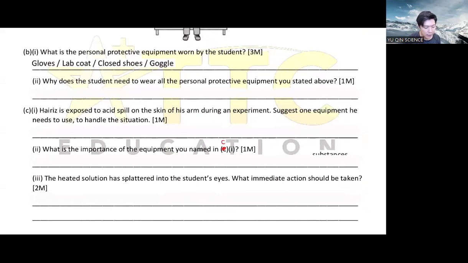Okay, why does the student need to wear all the personal protective equipment you've stated above? Right, so because the question is not being specific, unless the question asks what is the function of goggles, then you can say protect the eye. But I think we can just generally say that we protect ourselves from injury, because it's not specific. The question didn't ask specifically. So we say generally, to avoid injury.